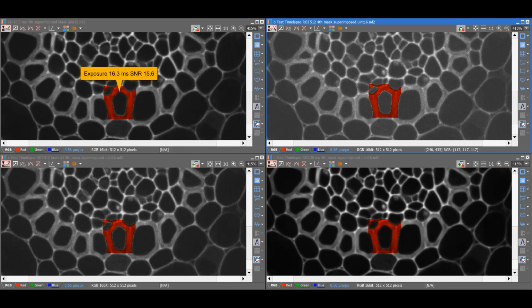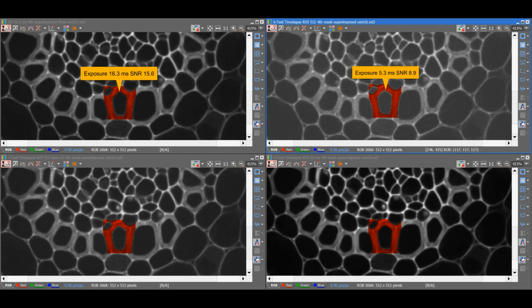The signal-to-noise ratio of our image with a 16.3 milliseconds exposure time is 15.6. When we decrease the exposure time to 5.2 milliseconds, the signal-to-noise ratio decreases to 8.9. Actually, the ratio between the signal-to-noise ratios is quite close to what you would expect when you have one exposure time that is roughly 3 times longer than the other.